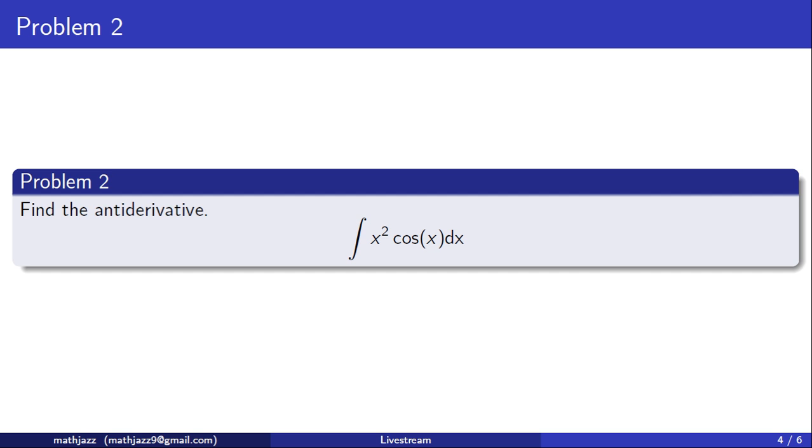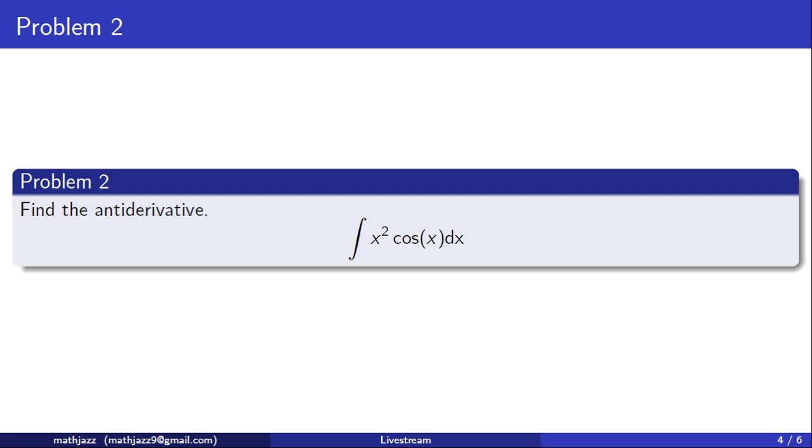So to do that, we first have to divide up our integrand into a u piece and a dv piece. Now, our dv piece is one that we're going to have to find an antiderivative of. So we want to figure out what's easier. I mean, we can see that there are only two pieces here. There's x squared and there's cosine x.